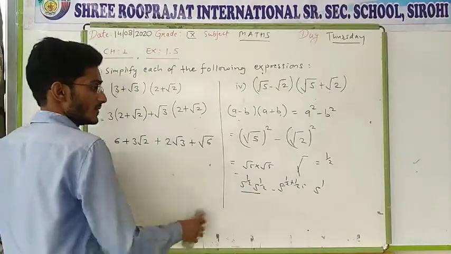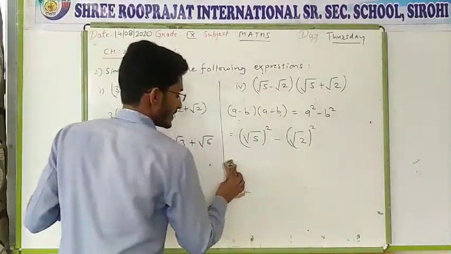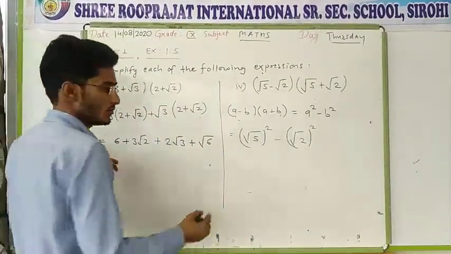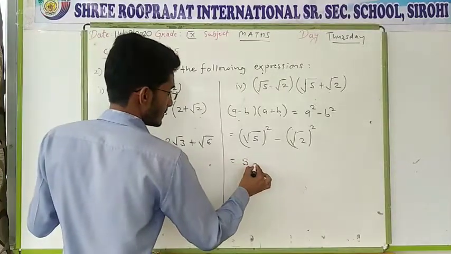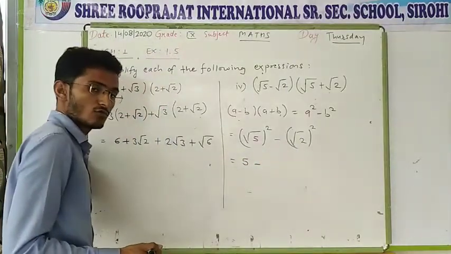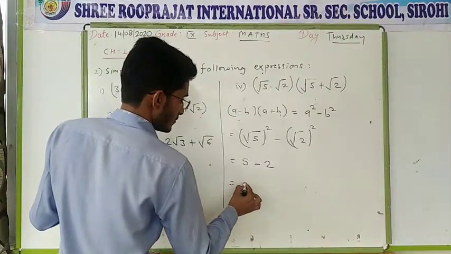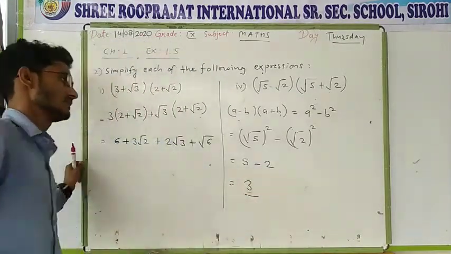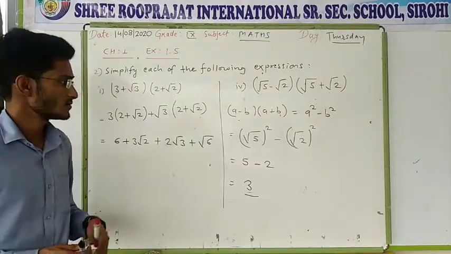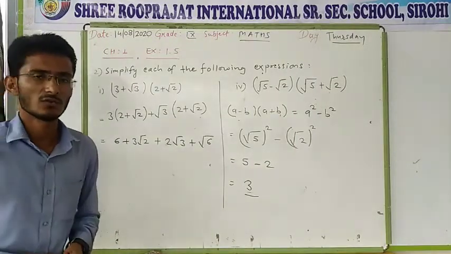So that means if you multiply root 5 and root 5, or root 5 to the power 2, you will get a 5 only. Same as it is here, root 2 multiplied with root 2, you will get a 2 here. So 5 minus 2, you will get a 3 as an answer. Okay. So try to solve all the 4 questions in your notebook.